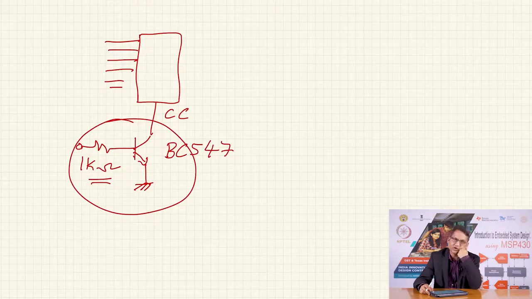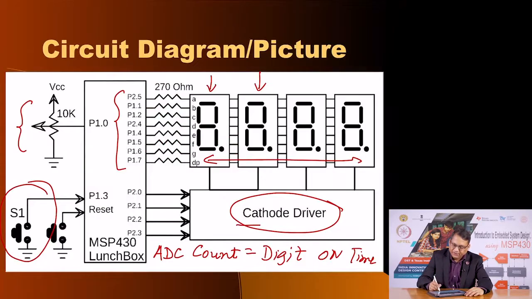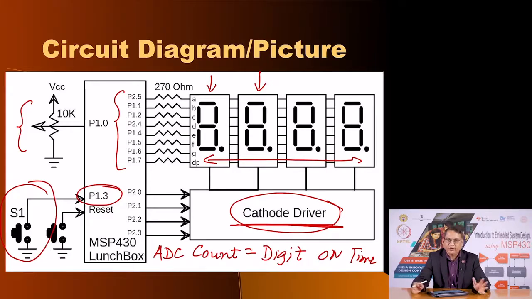Since we have 4 digits, you are going to need 4 such setups, and so that will form the part of the block diagram here called the cathode driver. Now, let us keep the same circuit diagram, let us not change anything on our breadboard and the way the connections are made from the lunchbox, and recall that the switch which is connected to P1.3 is on the lunchbox. So, you do not need to connect any other switch on your breadboard.